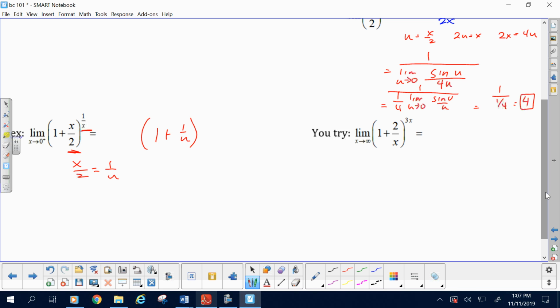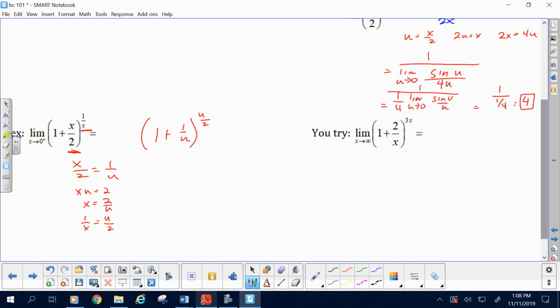Equals x over 2. So xu equals 2, so x is 2 over u, okay? So it's 1 over x equal to u over 2. 1 over x is u over 2, yeah? Are you with me on all those crazy manipulations? Okay, cool. What about the limit statement?